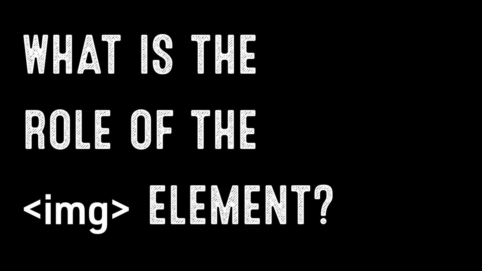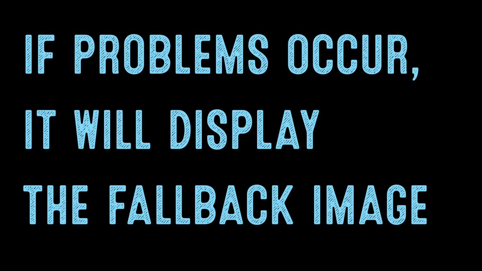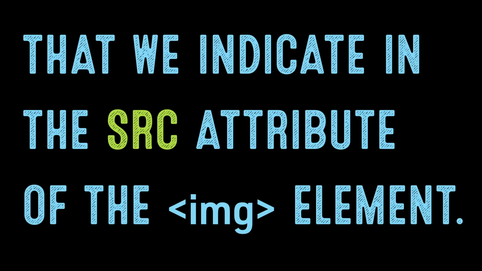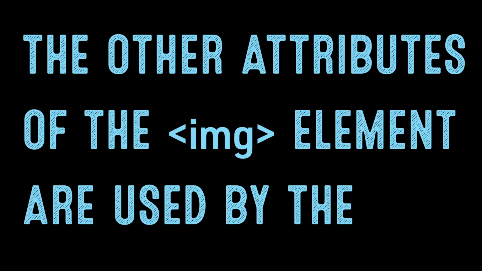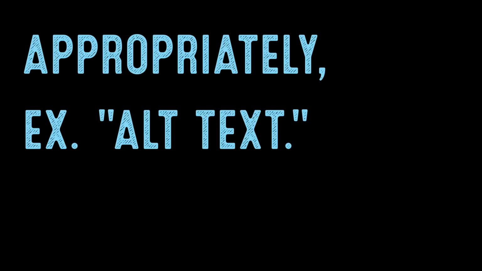What is the role of the image element? If problems occur, it will display the fallback image that we indicate in the source attribute of the image element. The other attributes of the image element are used by the picture element to help it with presenting the image appropriately. For example, alt text.